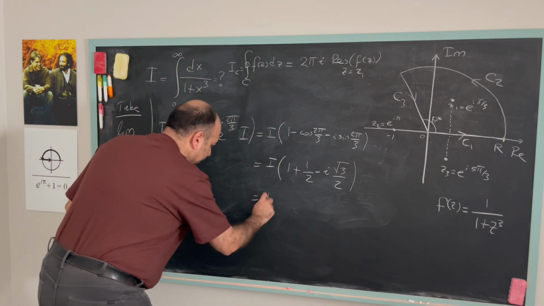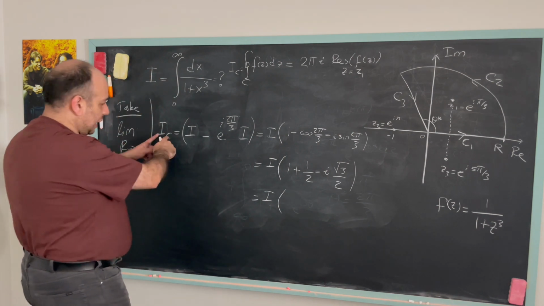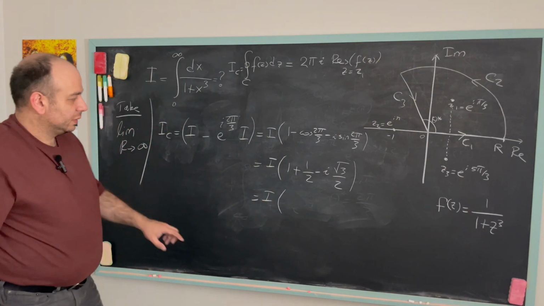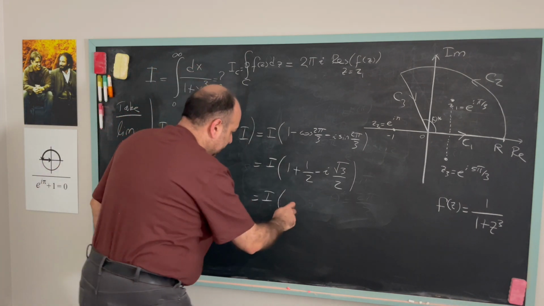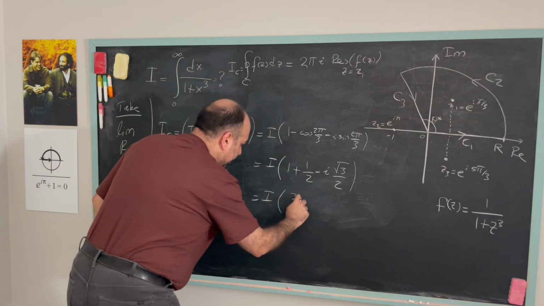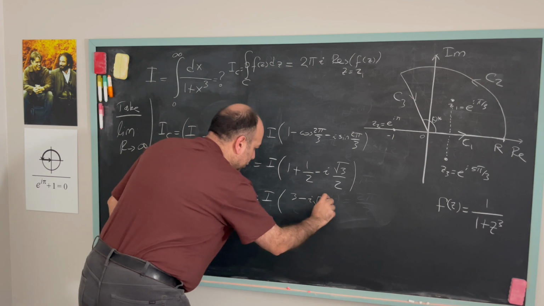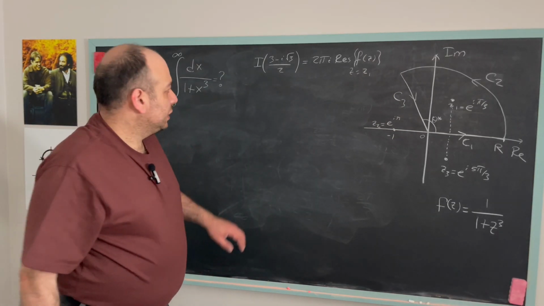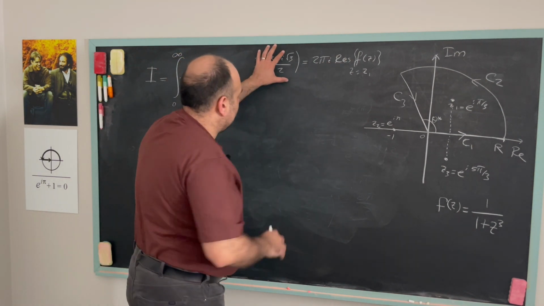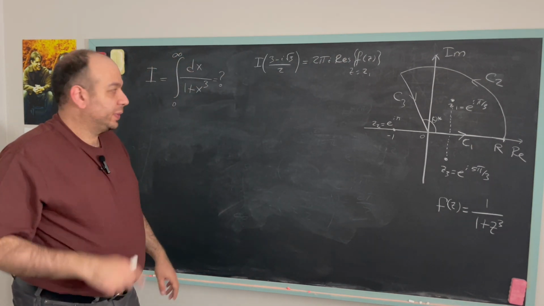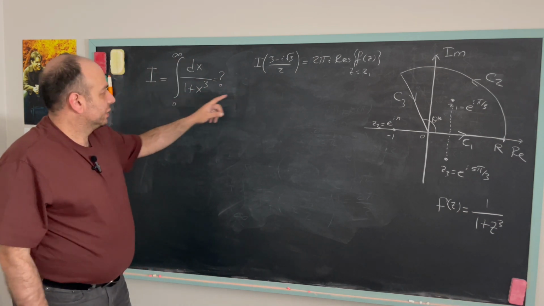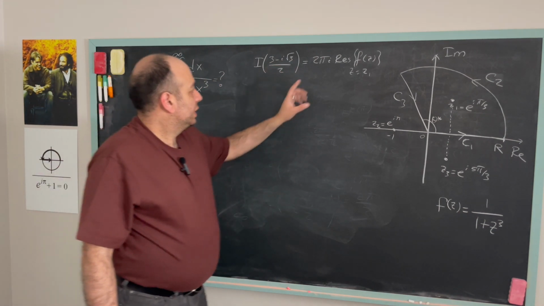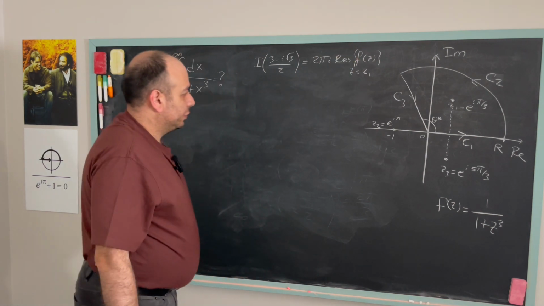So this contour integral should be equal to our goal integral times 3 minus I square root 3 over 2. So we already showed that the left hand side of the previous expression is equal to our goal integral times 3 minus I square root 3 over 2. The next step is to calculate the residue of f of z.